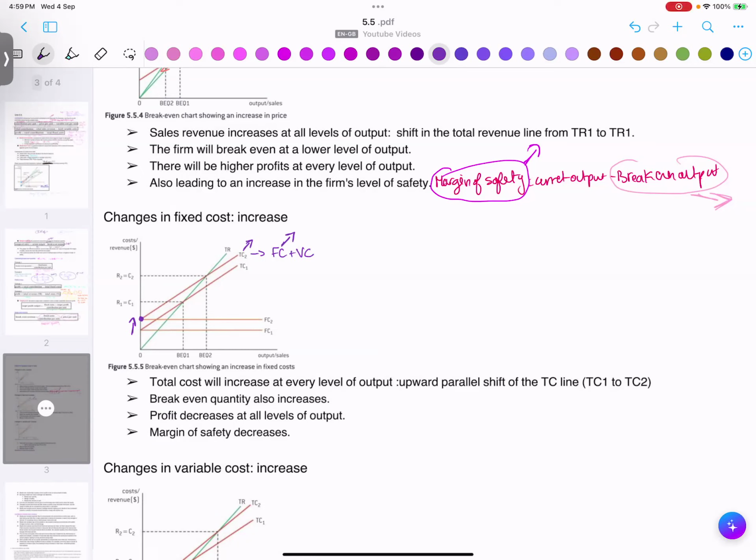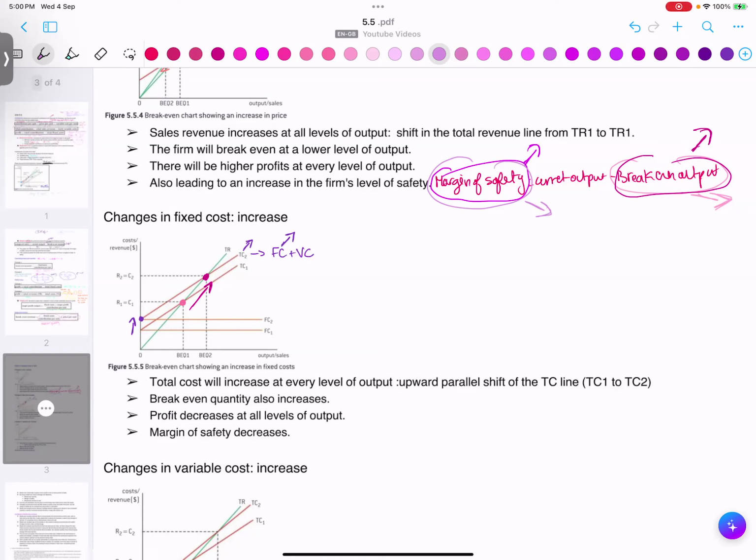Why? Because it literally goes from here. I'm going to use different colors just so you guys can see properly. It goes from here to here. So you can see that shift, right? Once the break-even level of output increases, the margin of safety will decrease. Okay, so the margin of safety in this case, since break-even output will increase, will decrease. So the opposite will happen.